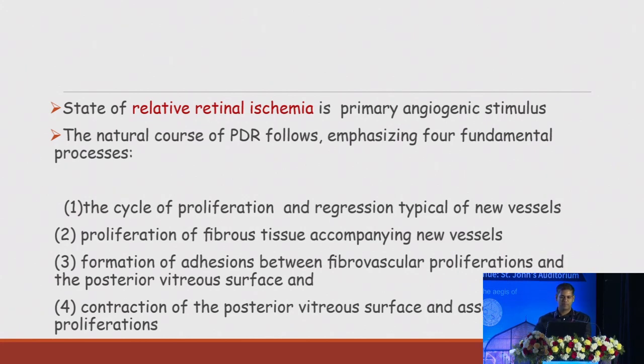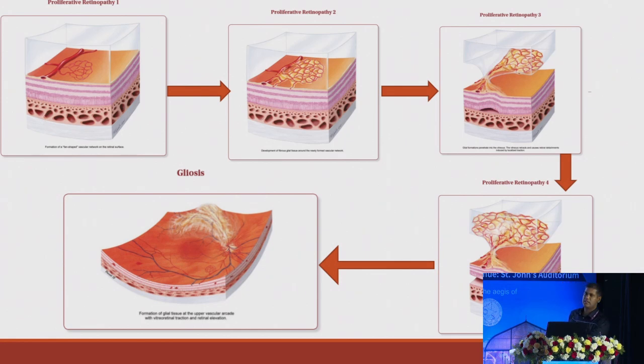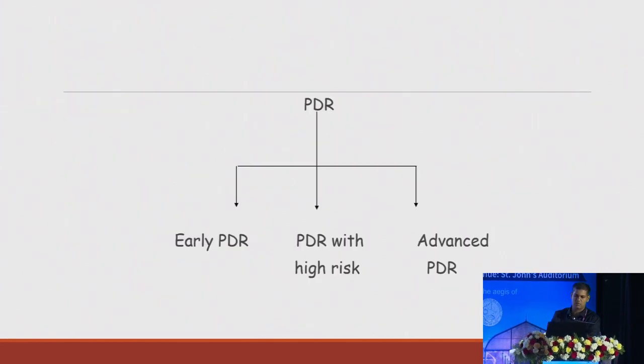The natural course of PDR follows four fundamental processes. Basically there are new vessels which are formed initially, followed by fibrous proliferation along with these vessels. So there is a fibrovascular component which comes up. This fibrovascular component gets adhered to the posterior vitreous surface, and then there is contraction of the vitreous, which leads to tractional retinal detachment. Over a period of time, the vascular component regresses. However, the damage by that time is mostly done.